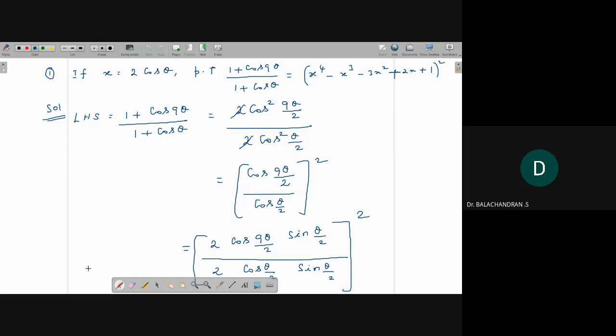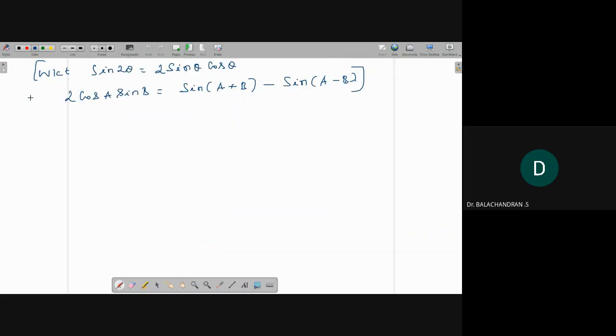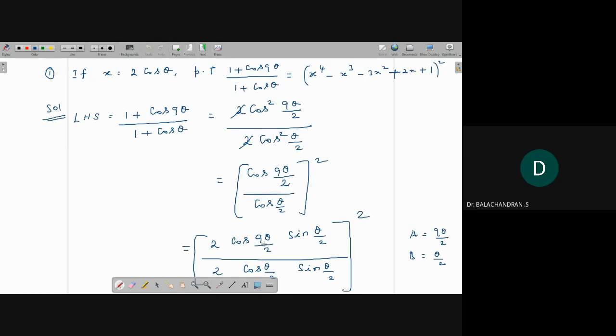Okay. So now the numerator: this is actually A, 9 theta by 2 is A. B is theta by 2. So the left hand side is 1 plus cos 9 theta divided by 1 plus cos theta. 2 cos A sin B is sine of A plus B. Sine of 9 theta by 2 plus theta by 2 is 10 theta by 2, which is 5 theta. So this is sine of 5 theta.